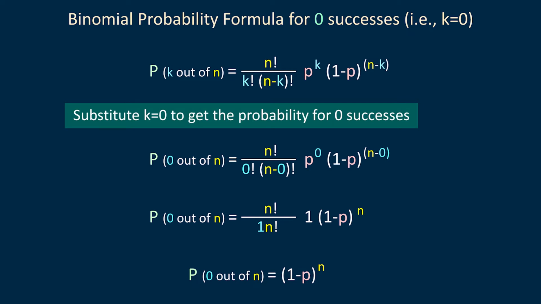Well, it turns out that 0 factorial is 1, p to the 0 power is 1, and as we go down the lines here, we can see that the probability reduces to 1 minus p quantity to the n power. So this is the probability of 0 successes. The probability for one success is that small p within the parentheses, and the number of tries is n. So it's only a function of p and n.